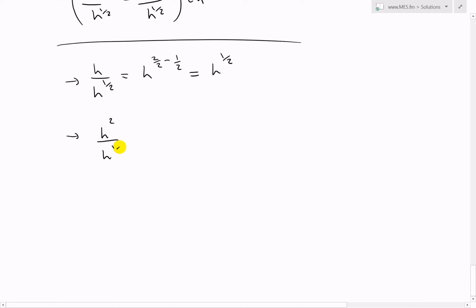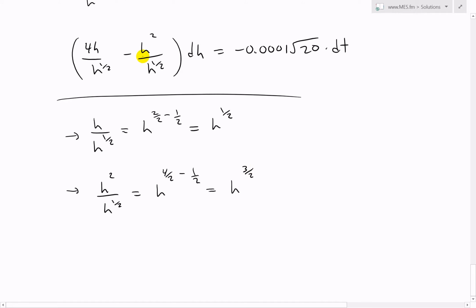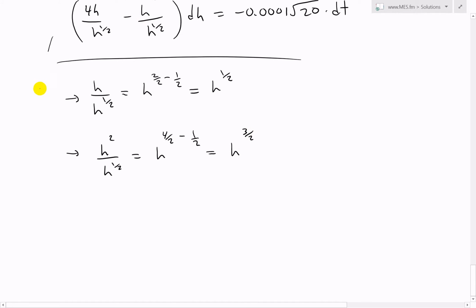And then the second part here, h to the power of 2 divided by h to the power of 1/2. Same thing, we're going to have h to the power of 4 over 2 to get a common denominator. So 4 over 2 is just 2, and then common denominator of 2. So minus 1/2, 4 minus 1 is 3, so 3 over 2.